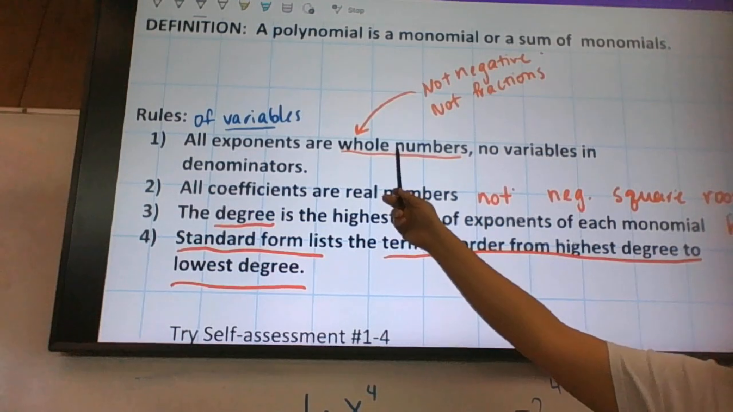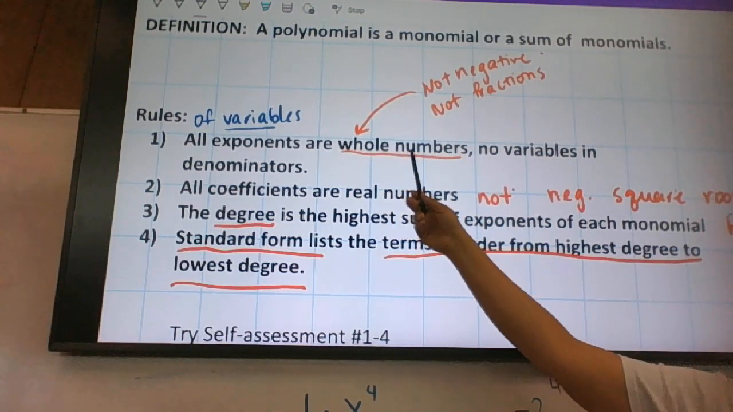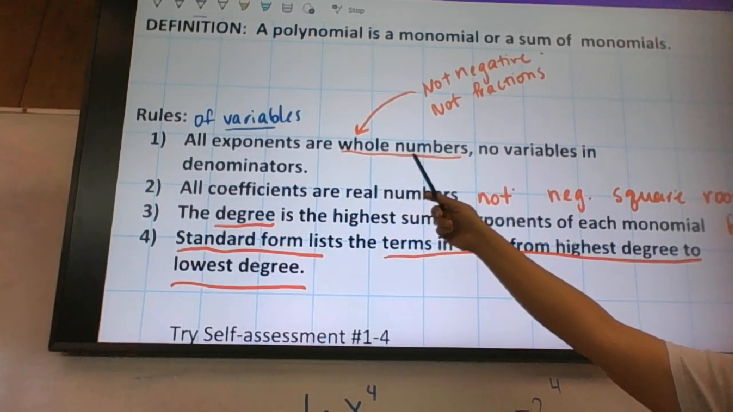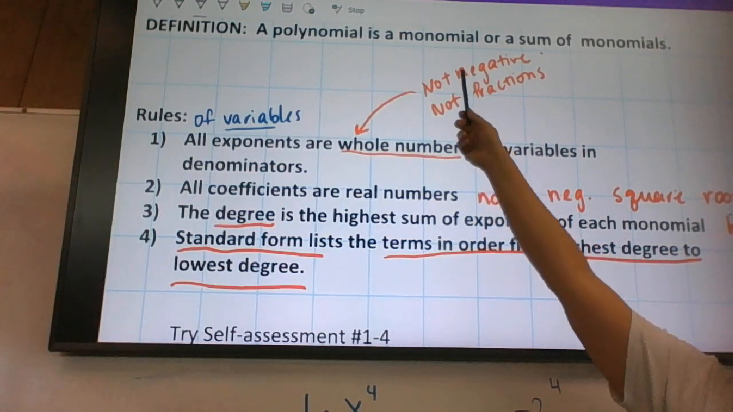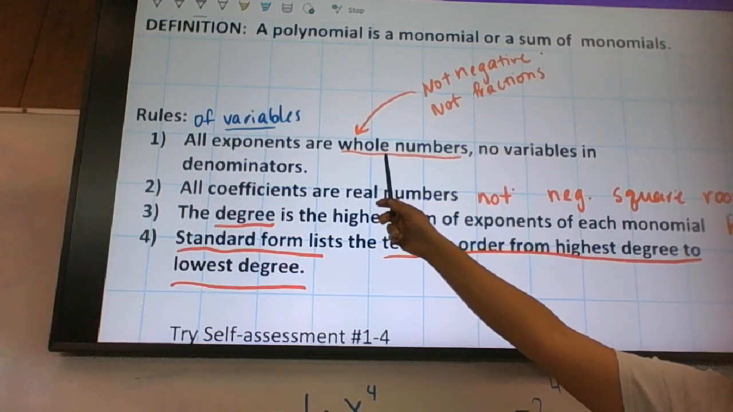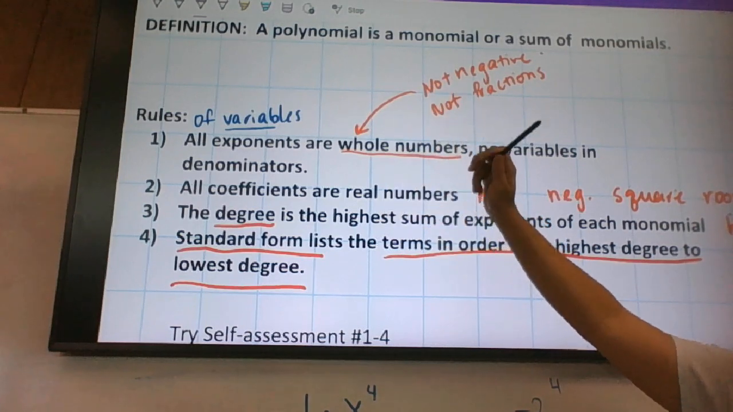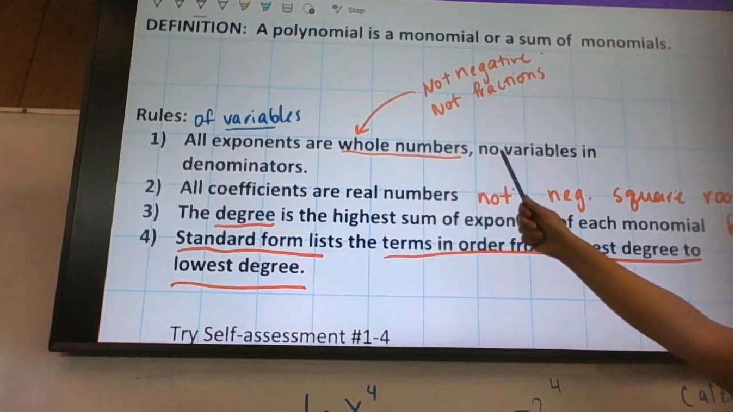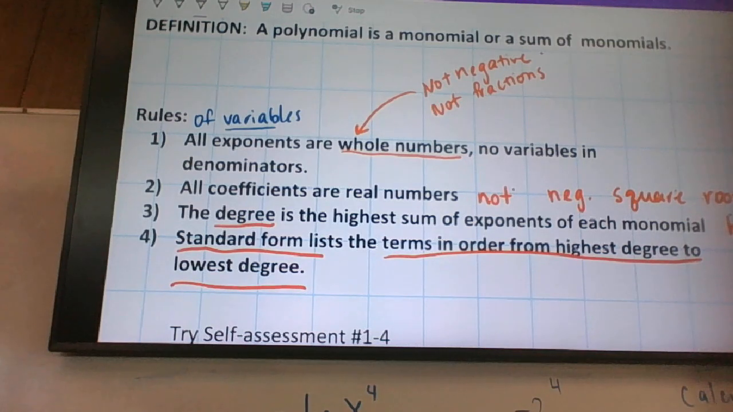All exponents are whole numbers. Okay? That's what your book says. My reminder to you is that means that they're not negative and they're not fractions. So exponents of variables cannot be negative and they cannot be fractions. Also, there should be no variables in denominators. If a variable is in a denominator, we don't call it a polynomial. It doesn't belong in this chapter.